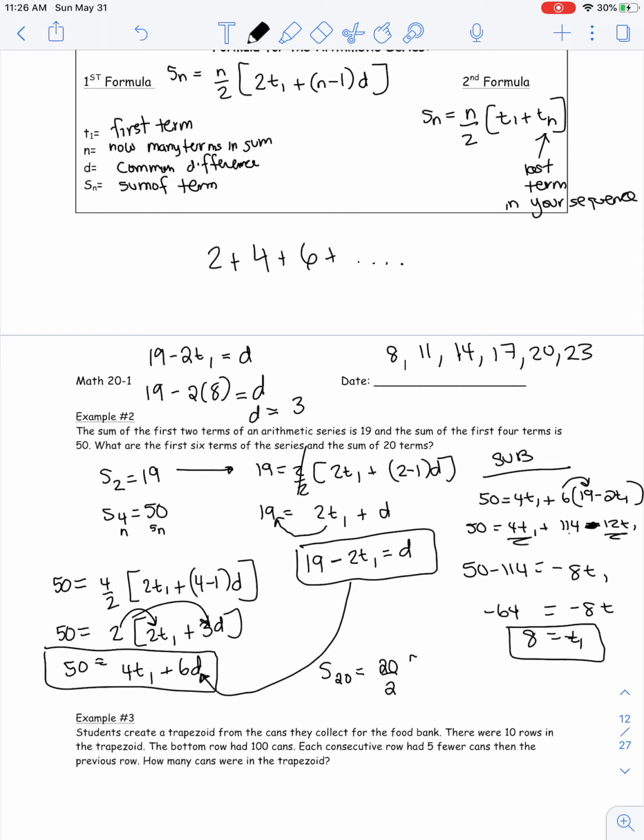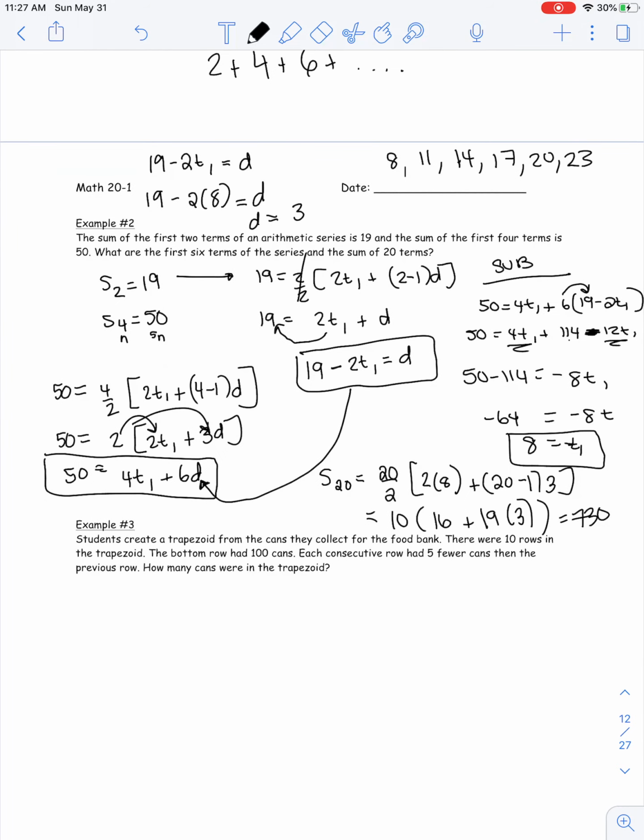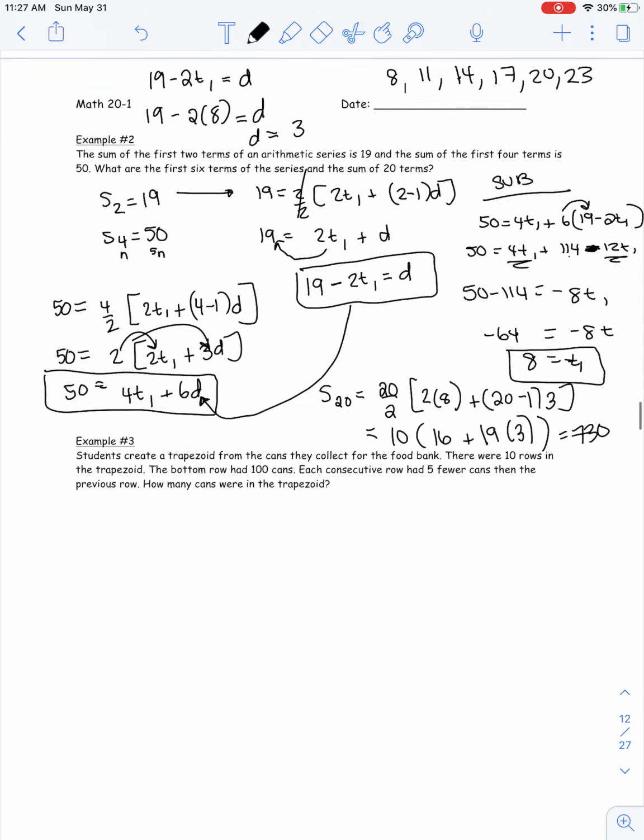The first equation, which is 20 over 2, 2 times our first term, which is 8, plus n, we know is 20, subtract 1 times our common difference, which is 3. So that's going to be 10 multiplied by 16 plus 19 times 3. If you follow BEDMAS and you calculate that, you should get that the answer is 730. So it adds up to 730 if you were to add up the first 20 terms together.